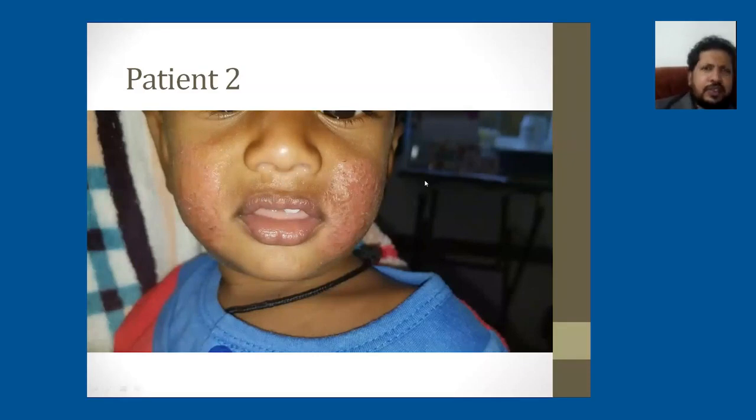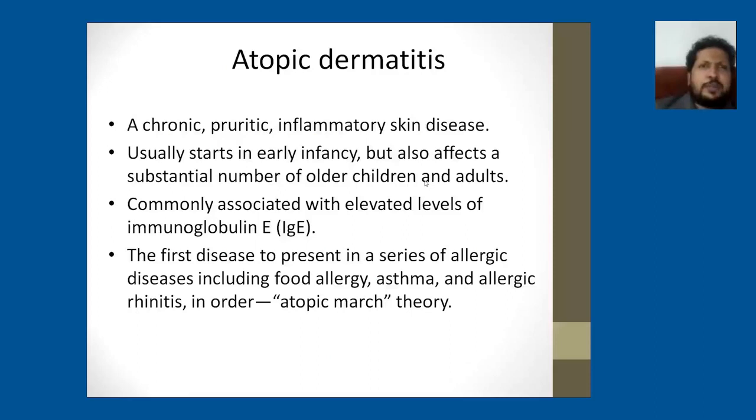Atopic dermatitis. Is that clear? Right. So, what is atopic dermatitis? I'm sure you all know this very well. It's a chronic pruritic inflammatory skin condition. Now, generally, it doesn't come at birth. It usually starts after about 4 months of age, 4 to 6 months.